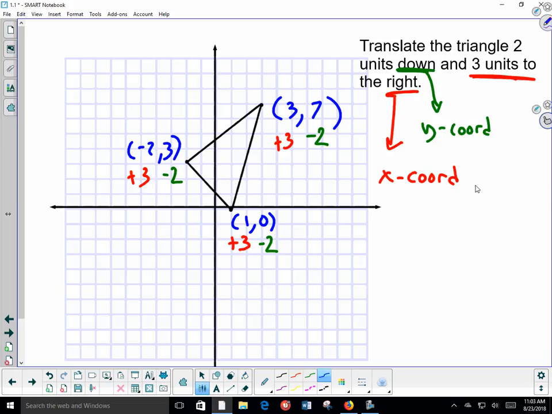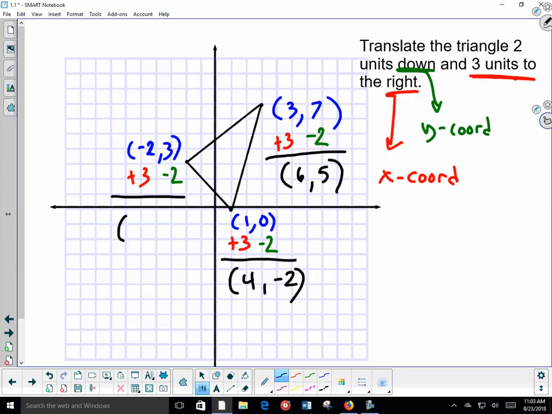By the way, that's supposed to be 2. Doesn't look like it. Now it's better. Okay, so now when we get those new ordered pairs, I'm going to write those off to the side here, I'll write them right below. So this is going to be 6, 5. This new ordered pair is going to be 4, negative 2. And this ordered pair is going to be 1, comma 1.